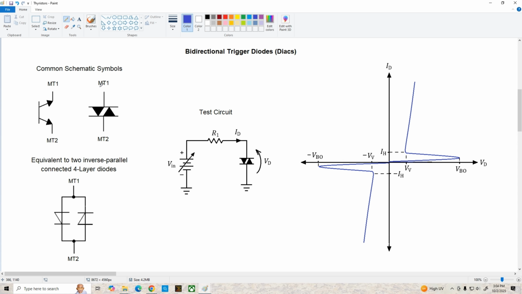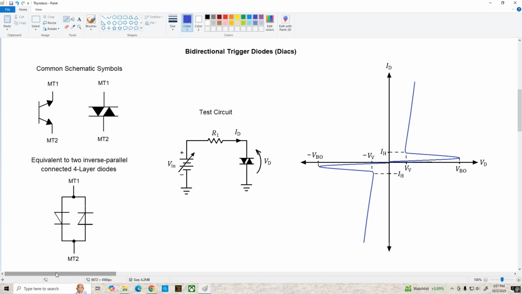The two terminals are called main terminal 1 and main terminal 2, and functionally a DIAC is equivalent to two inverse parallel connected 4-layer diodes, and this allows us to operate in both the first quadrant and the third quadrant. And we could generate these curves with our test circuit. We just drive V in positive to generate the curve in the first quadrant, and we drive V in negative to generate the curve in the third quadrant.